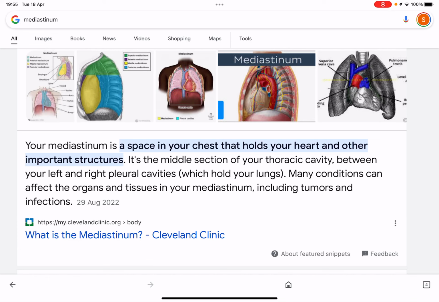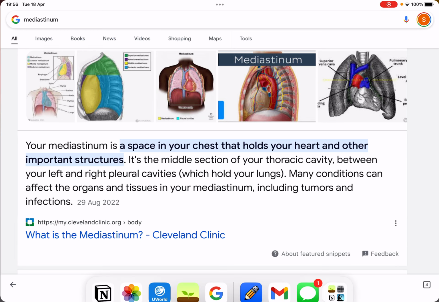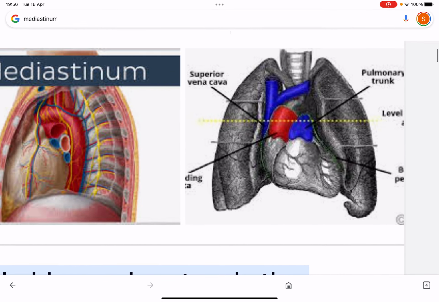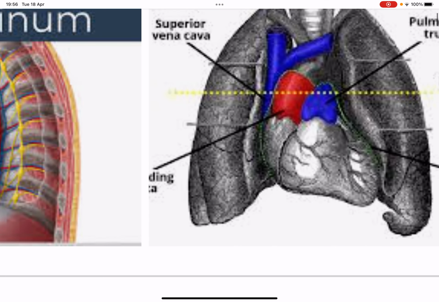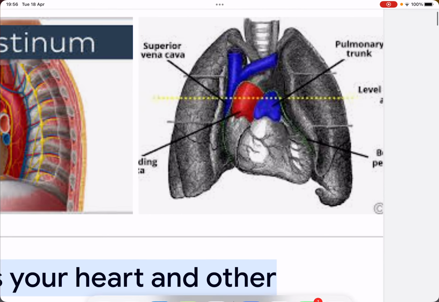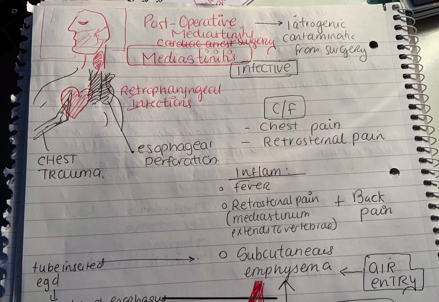So your mediastinum is a space in your chest that holds your heart and other important structures, and it's located between the two pleural cavities. Here would be the superior mediastinum where you would see the arch of aorta, and here would be the inferior mediastinum where you would see a lot more other structures like the bronchus, the trachea, the bifurcation, all of those things.